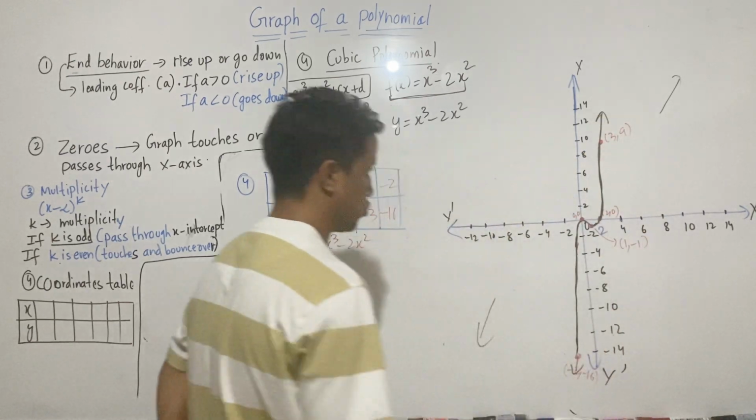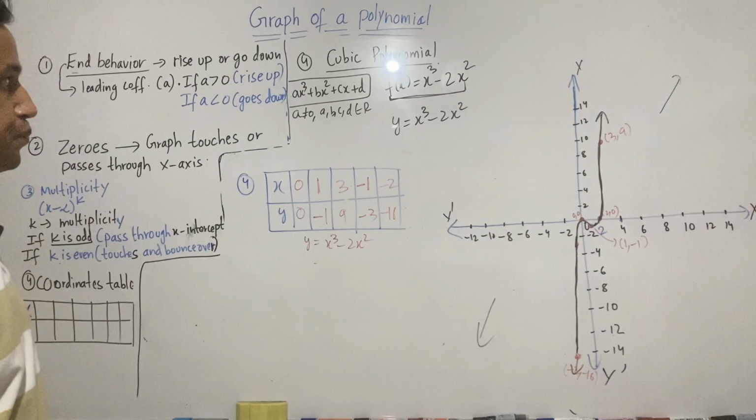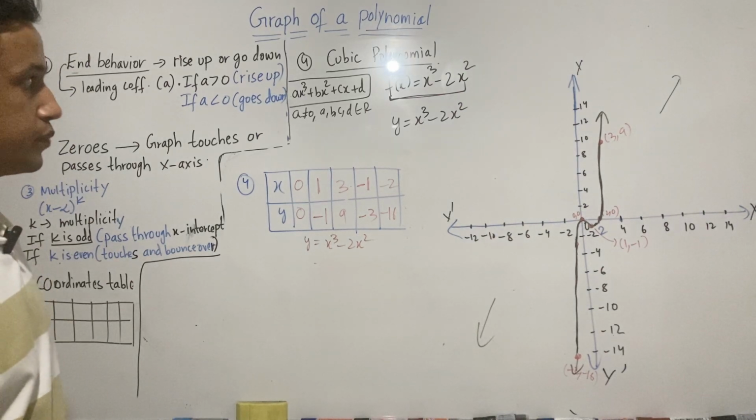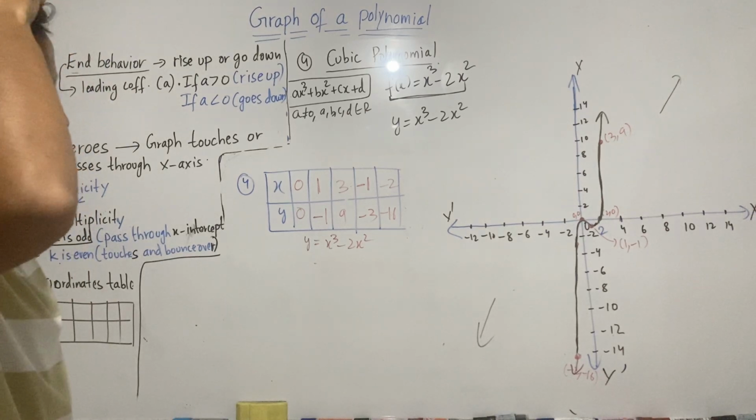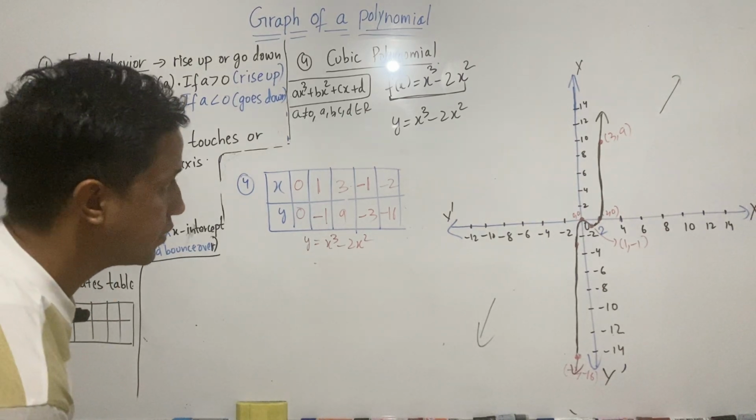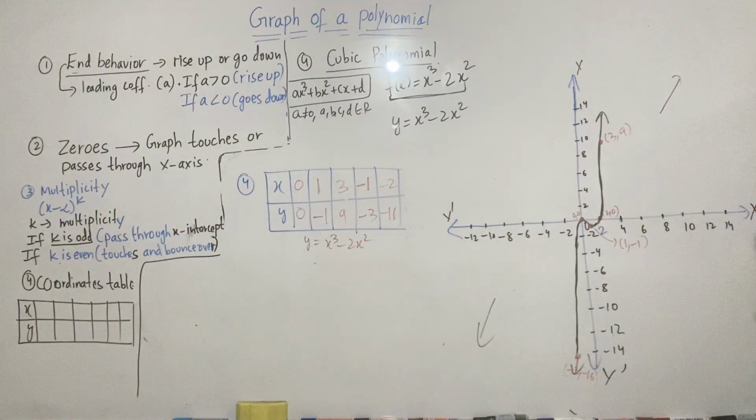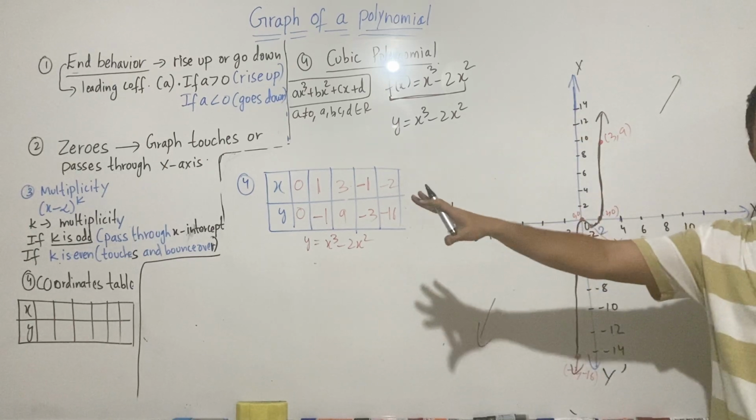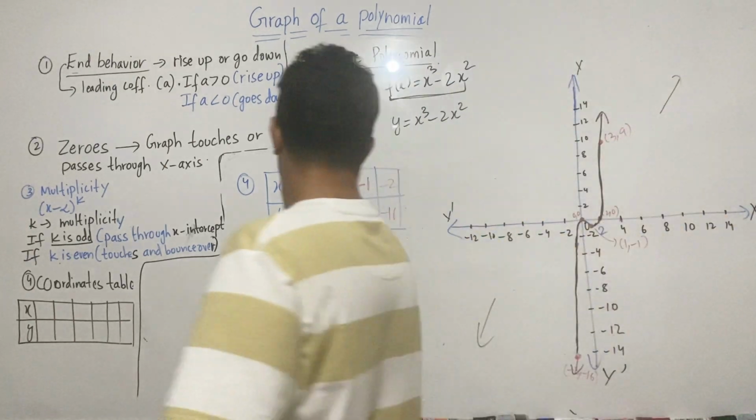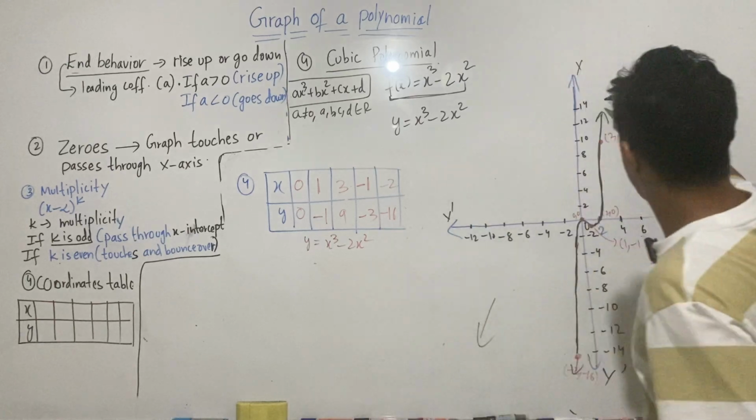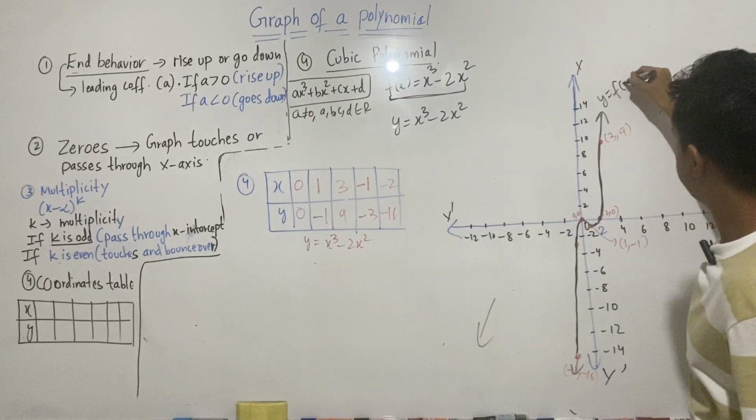Okay, this is going to be your graph. I hope you understand it. Very simple, the same things that we did last time, right? Now this is the graph for y equal to f(x).